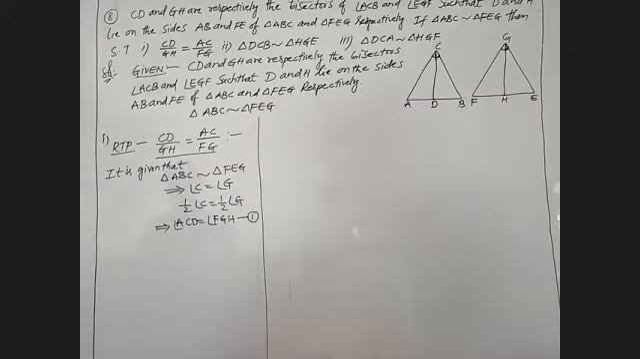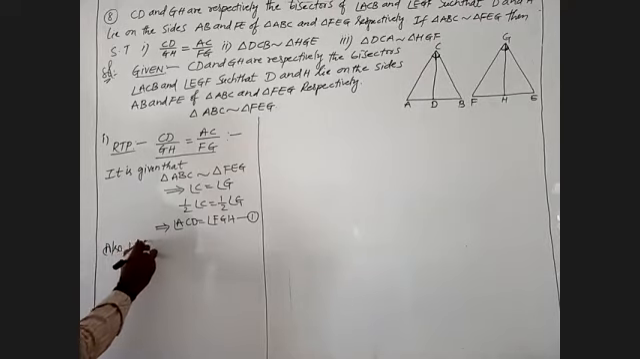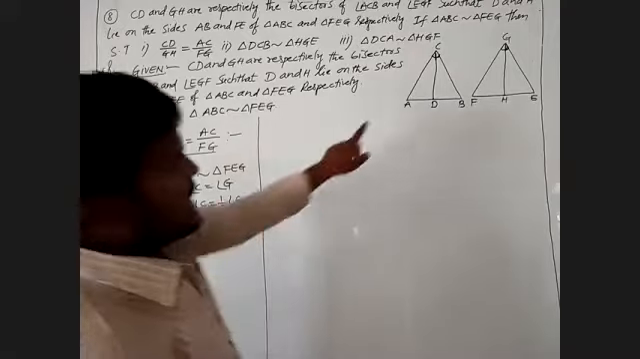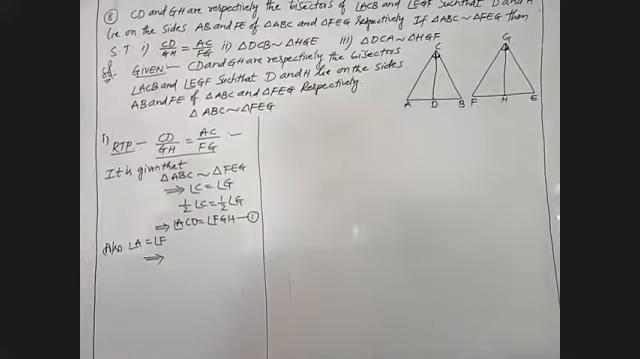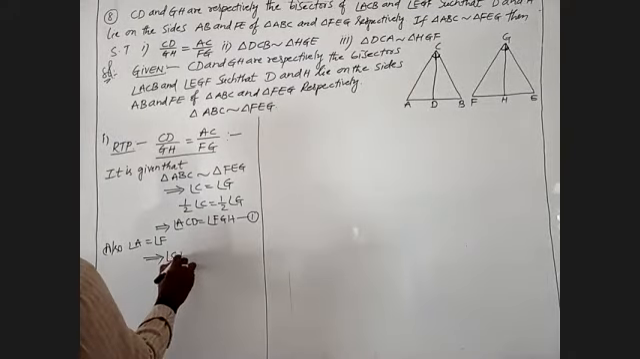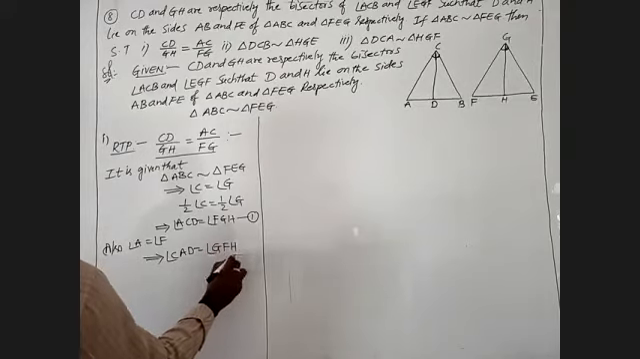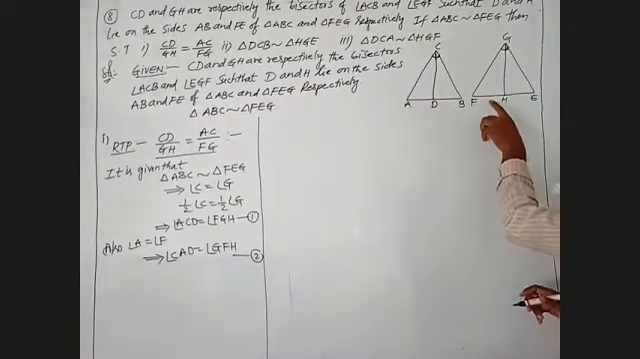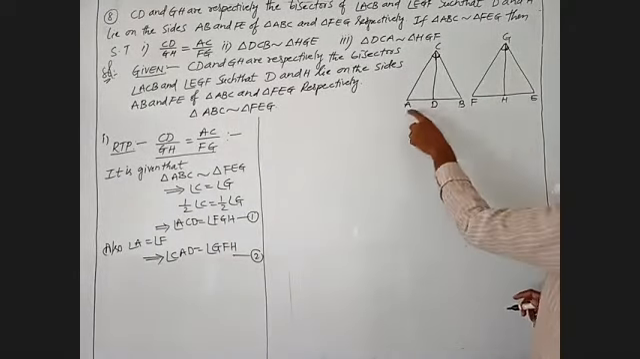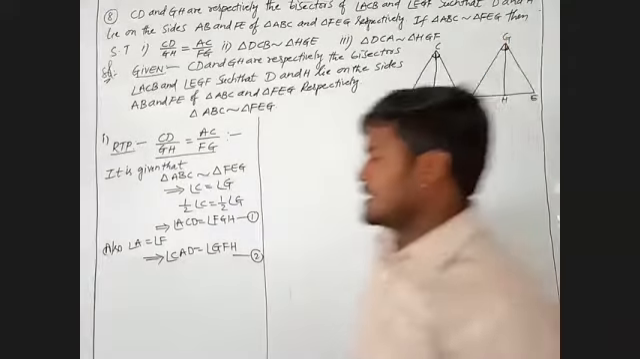After that, also angle A is equal to angle F. We will observe, angle A is nothing but angle F. We will write here angle CAD is nothing but angle GFH. This is my equation number 2. Angle A and angle F are equal, so CAD is nothing but GFH.